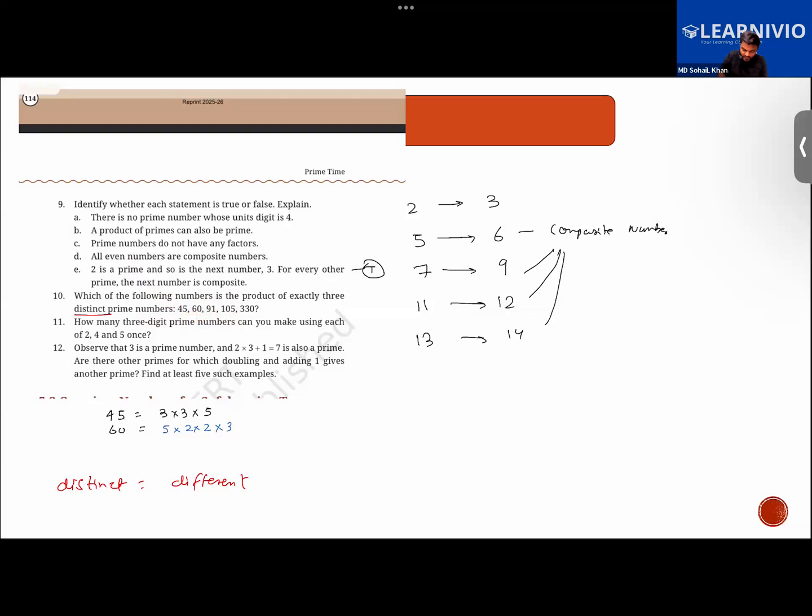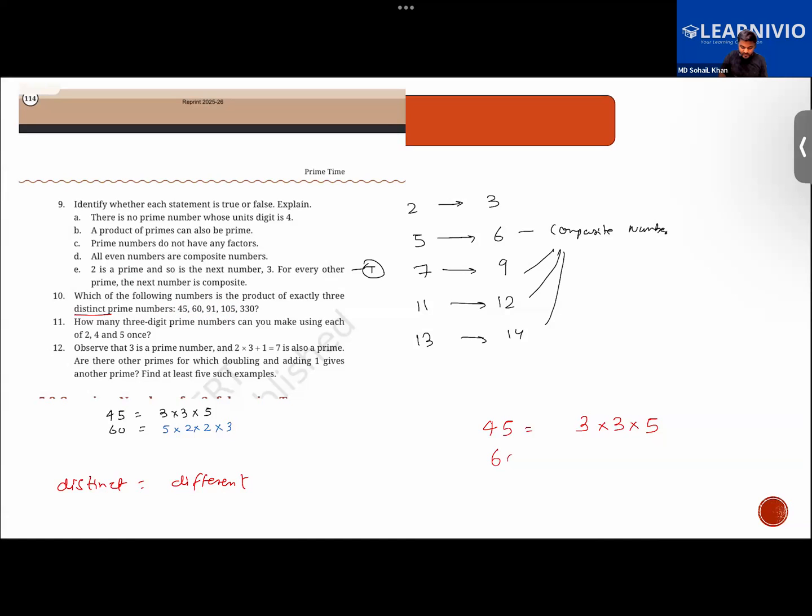You can get it in the following manner: 45, 3 multiplied by 5. Then 3, then by 5. But are these three different prime numbers? No, because 3 is being repeated twice here.